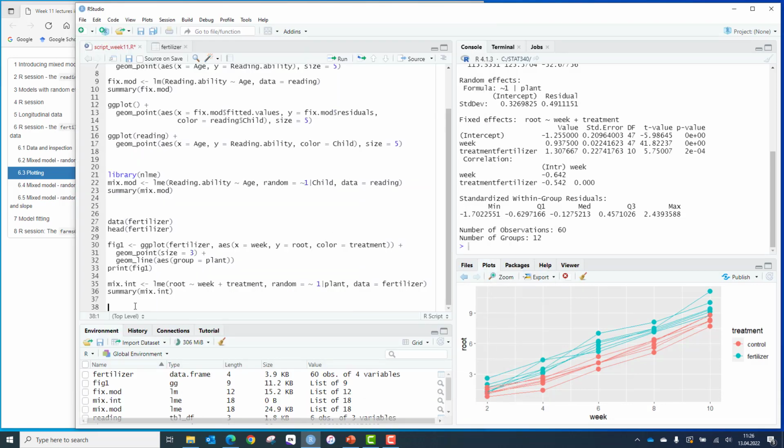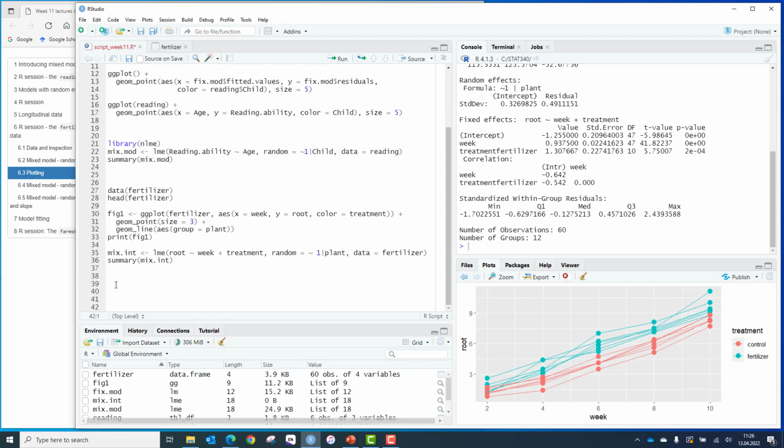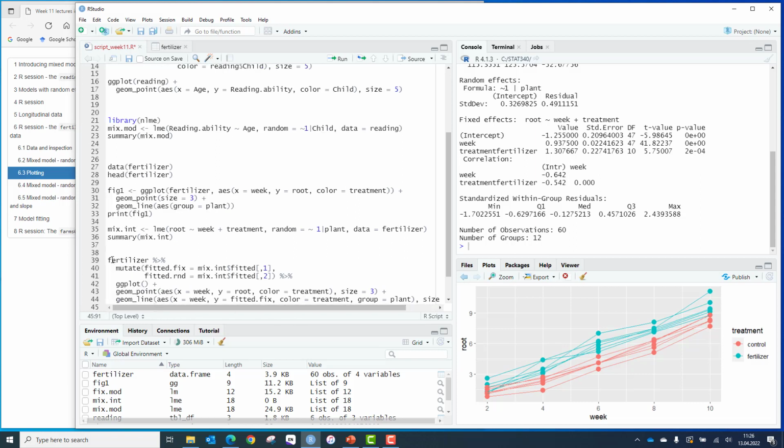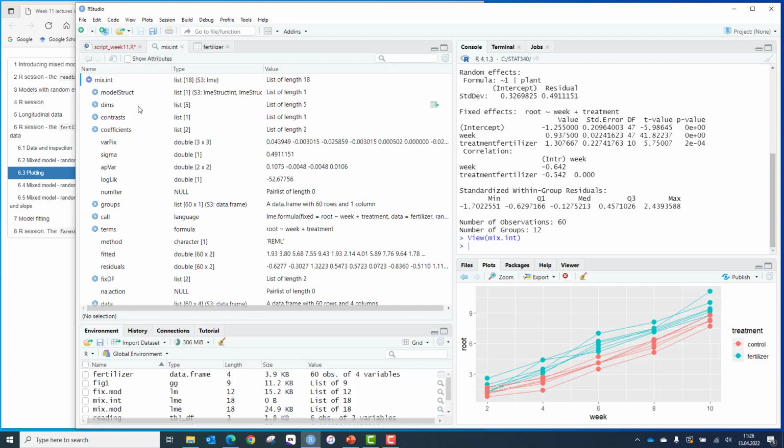And something you in principle always should do, I think, when you have fitted a mixed model. First of all, here I take the data set and I mutate in 2 new columns with the fitted values for the fixed effects and the random effects. So here we have the fitted model object. If we open that, there it is. You can see that inside this there are lots of things, but here is fitted, right? And this is actually a matrix with 2 columns.